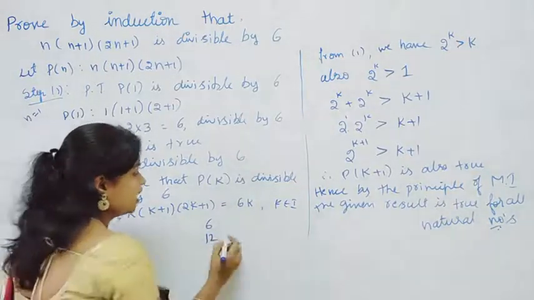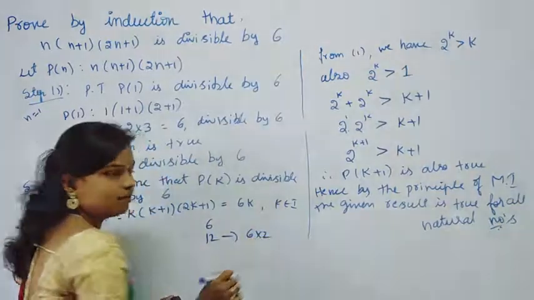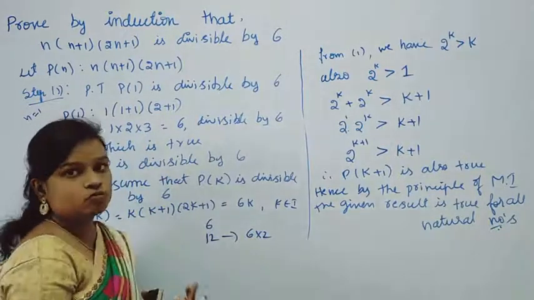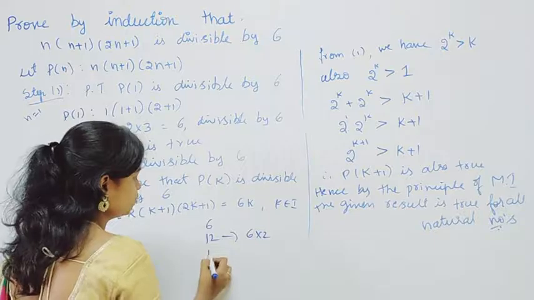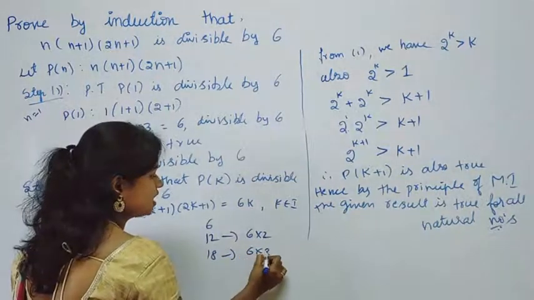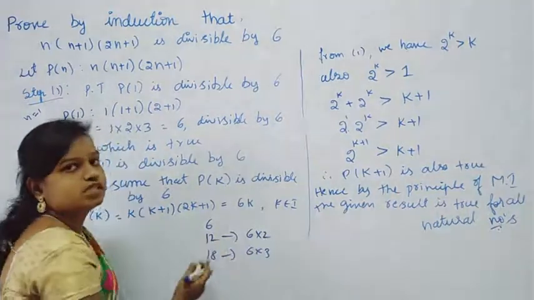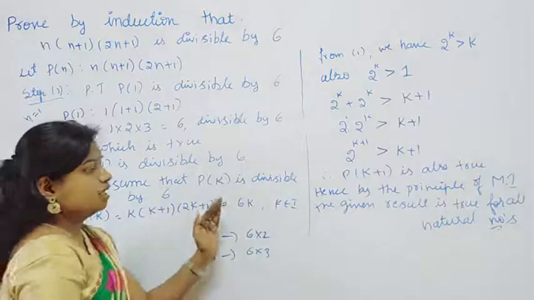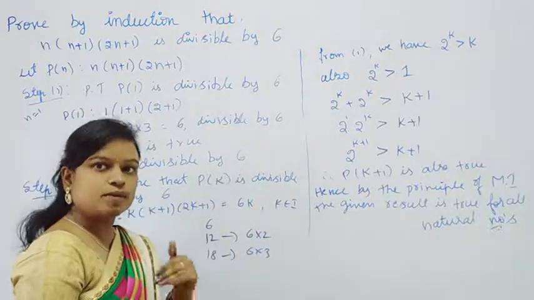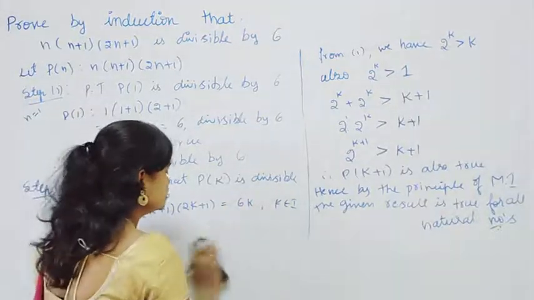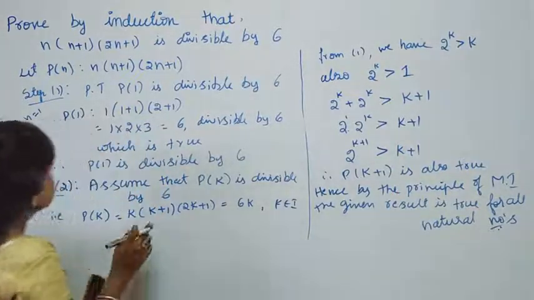So this 12 can be written as 6 twos. So all multiples of 6 are divisible by 6. So next, 18, so 6 threes. So it's a multiple of 6. Okay. So multiples of 6 are always divisible by 6. Okay. So this is what I assume in step 2.